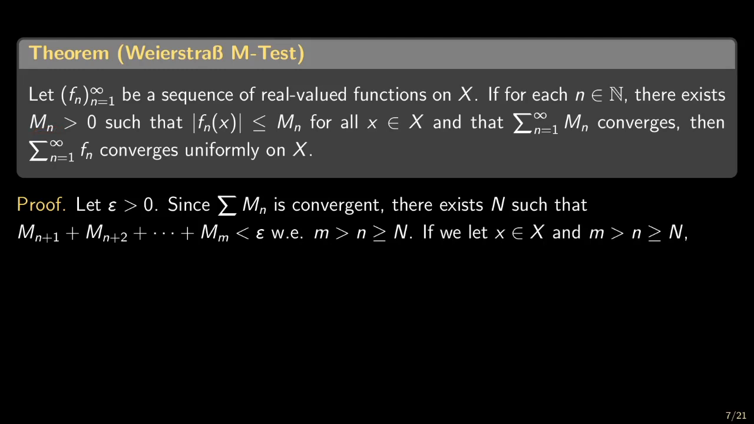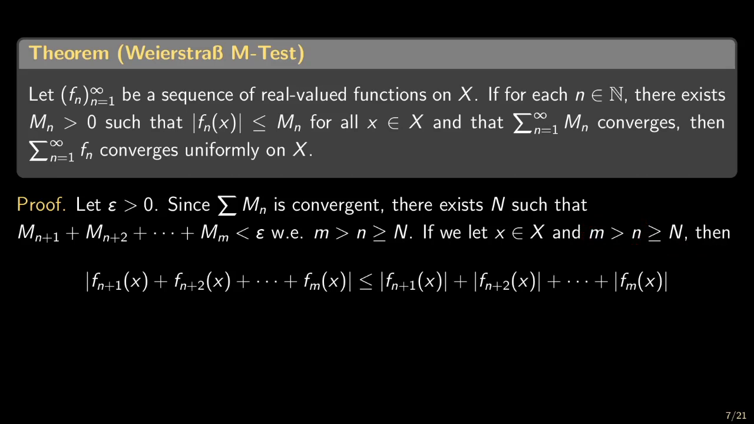Now, if we take any point x in the domain x, and if we choose two integers m and n bigger than n, so that m is greater than n, then we can estimate this absolute value using the triangle inequality as follows. It's less than or equal to the sum of the absolute values. Now, according to this property, this one is less than or equal to m sub n plus 1. This one is less than or equal to m sub n plus 2, and so on. By the manner we choose n, we can guarantee that this sum is less than epsilon.